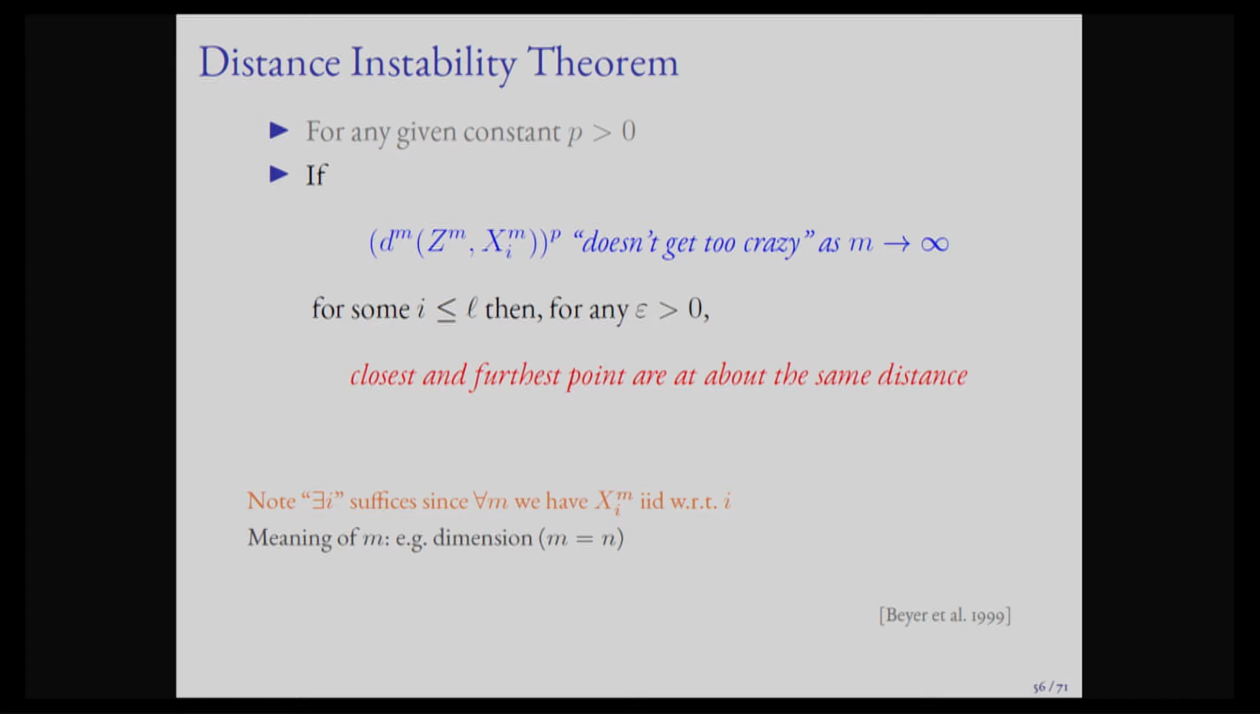As m tends to infinity, if this quantity, and p is really another generalization that doesn't need to be there, think of p simply as removing the 1 over p in the p norms, okay? It doesn't matter. If this quantity doesn't get too crazy, and I'll be more precise later, as m increases, then the closest and the furthest point are at about the same distance.